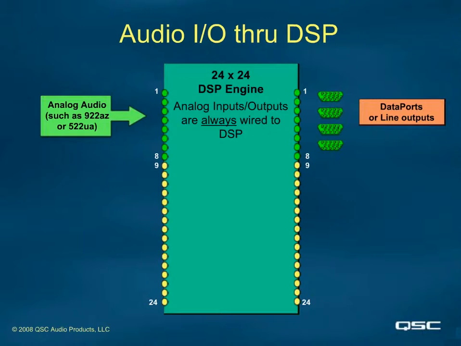The same is true for outputs, whether they're data ports or line-level Euroblock connectors. They are always wired to the output of the DSP engine. And, just like the inputs, analog outputs are pre-wired with a one-to-one relationship to the DSP channels. If you connect to the first Euroblock input, that's DSP input number 1. We label the data port outputs A, B, C, and so on. So if you connect to the third data port, C, then you're using DSP outputs 5 and 6.